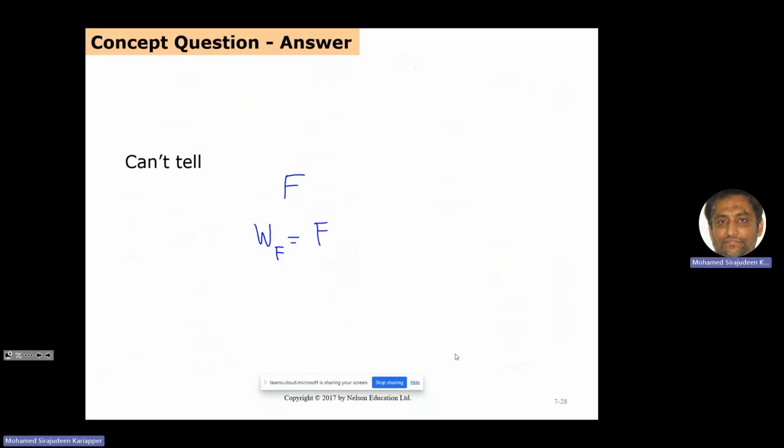the parallel component of the force along the displacement multiplied by the displacement, right? So you need to take the parallel component of the force parallel to the displacement, multiply the displacement, and that will give us the work done. And if you look at the unit for the work done, it will be Newton meter, and we call it joule. Okay, the work has the unit joule.